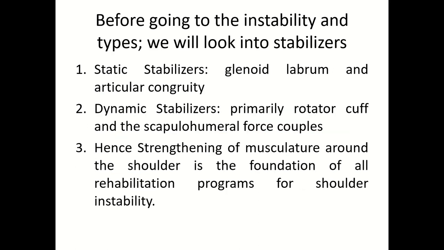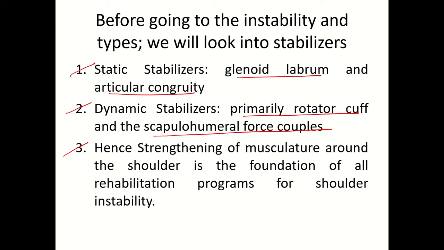Before going to instability and types, we will look into the stabilizers of the shoulder complex. Static stabilizers are your glenoid labrum and articular congruity. We know that in articular congruity, the glenoid fossa is 5 degrees upwardly tilted, and due to the chock block mechanism of the glenoid labrum in the glenoid fossa, peripherally it protects the head to avoid slippage of the head. Dynamic stabilizers are your primary rotator cuff muscles and the scapulohumeral force couples, that is your upper and lower trapezius and the digitations of the serratus anterior. We have already seen it in the frozen shoulder video.